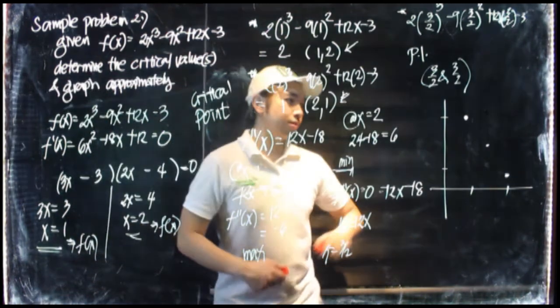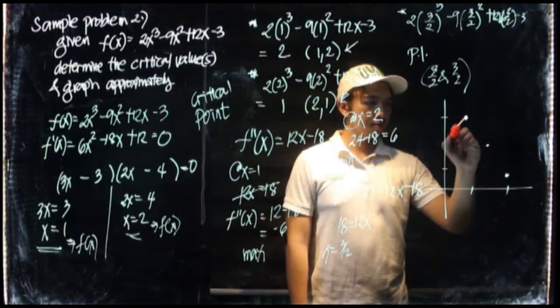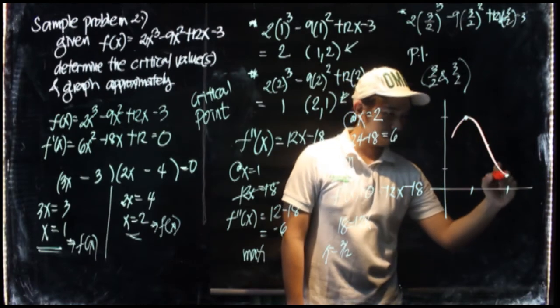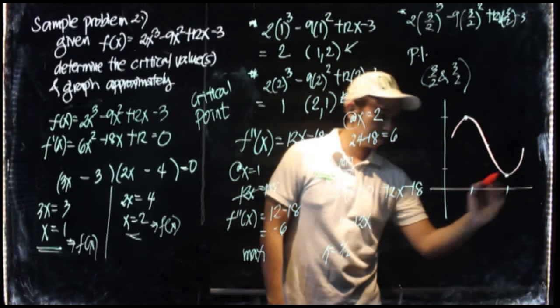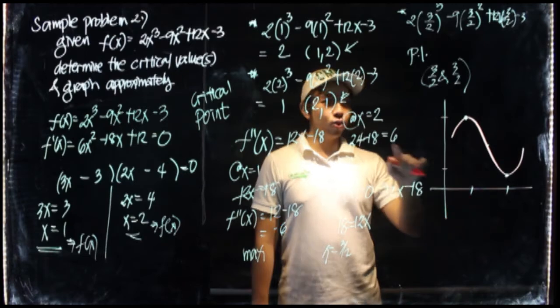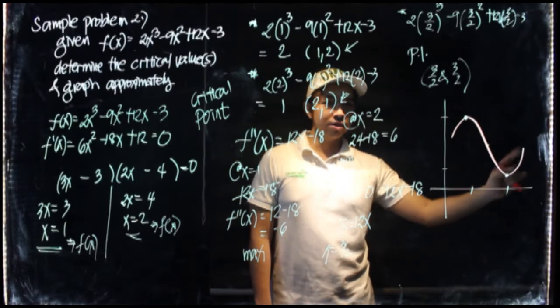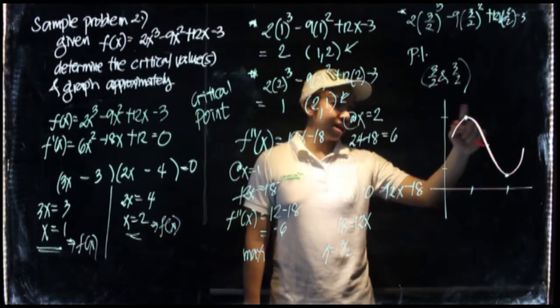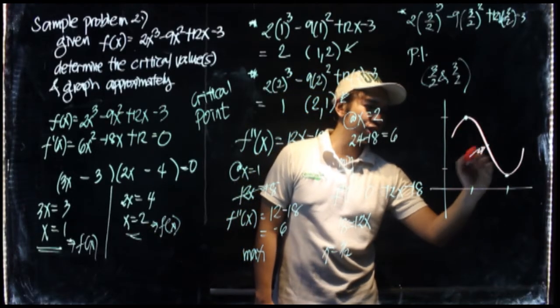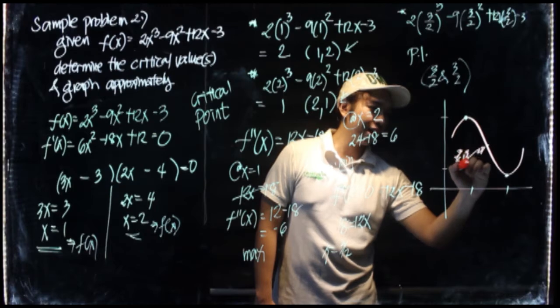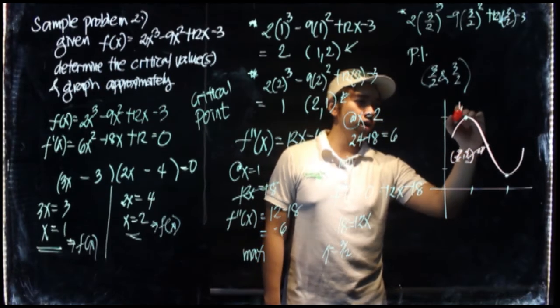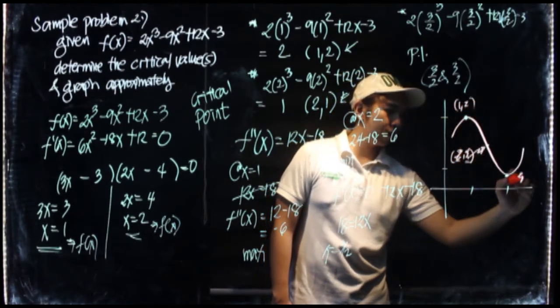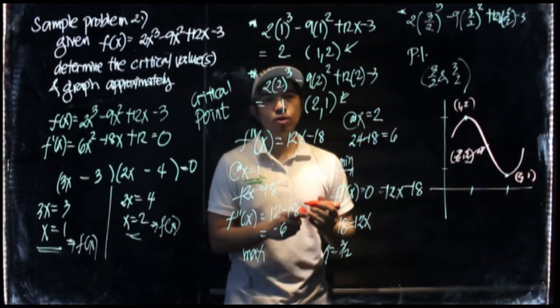So the graph would look something like this. We know that at (2, 1), that is a minimum, okay? So therefore, it looks like this. And at (1, 2), that is a maximum. And this is our point of inflection, which is 3/2. 3/2. This is at point (1, 2), and this is at point (2, 1). So that's how we solve that one.